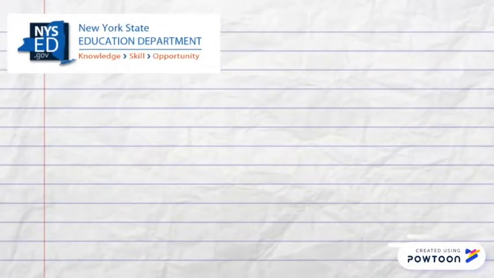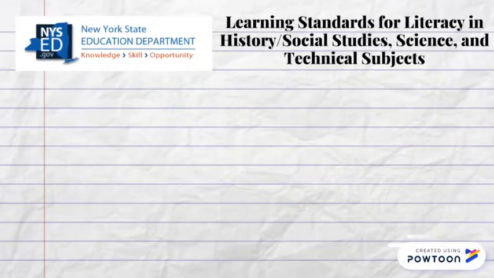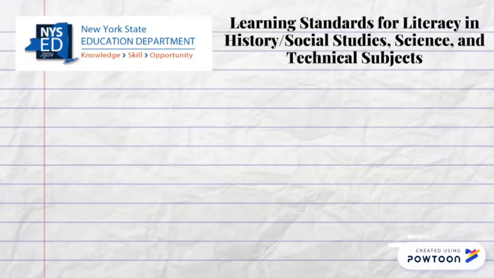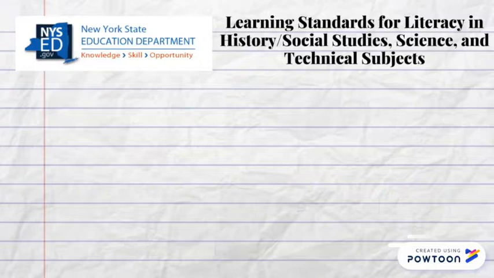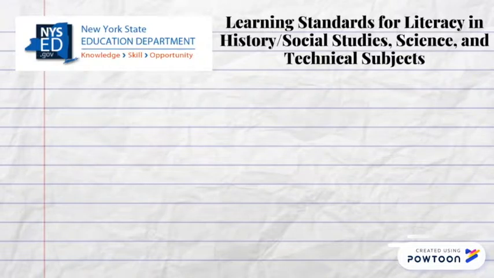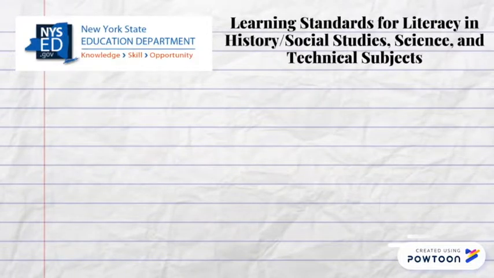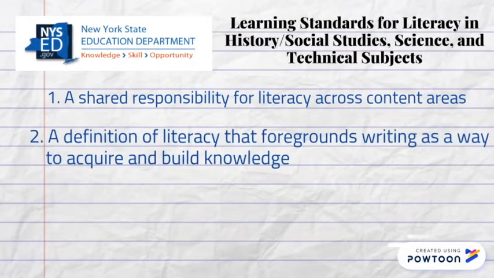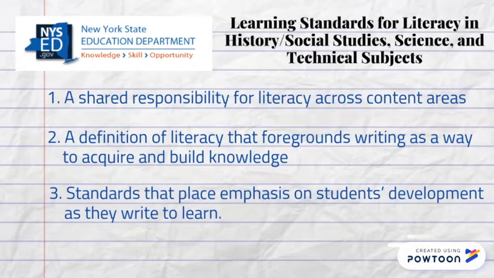Standards for writing are not limited to English language arts alone. And while Appleby and Langer outline the Common Core State Standards, in the introduction to the updated Next Generation Learning Standards for New York State, the Department of Education has identified standards for literacy across history, science, and technical subjects. The link to this document can be found on that left-hand pane on our UB Learns website, but here are some highlights. They articulate a shared responsibility for literacy across content areas. They work for a definition of literacy that foregrounds writing as a way to acquire and build knowledge, and they identify standards that place emphasis on students' development as they write to learn.